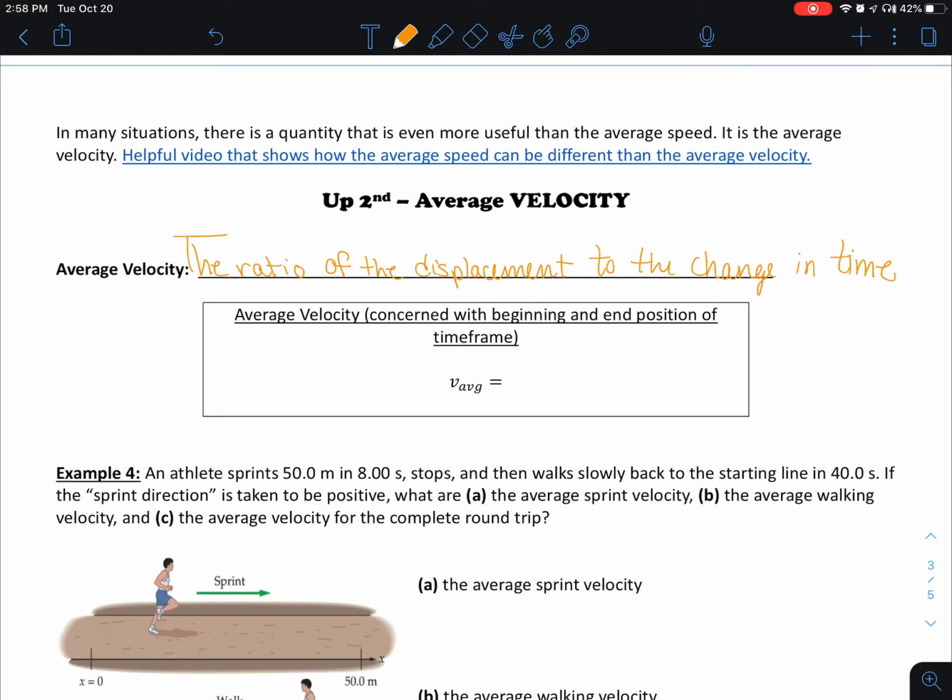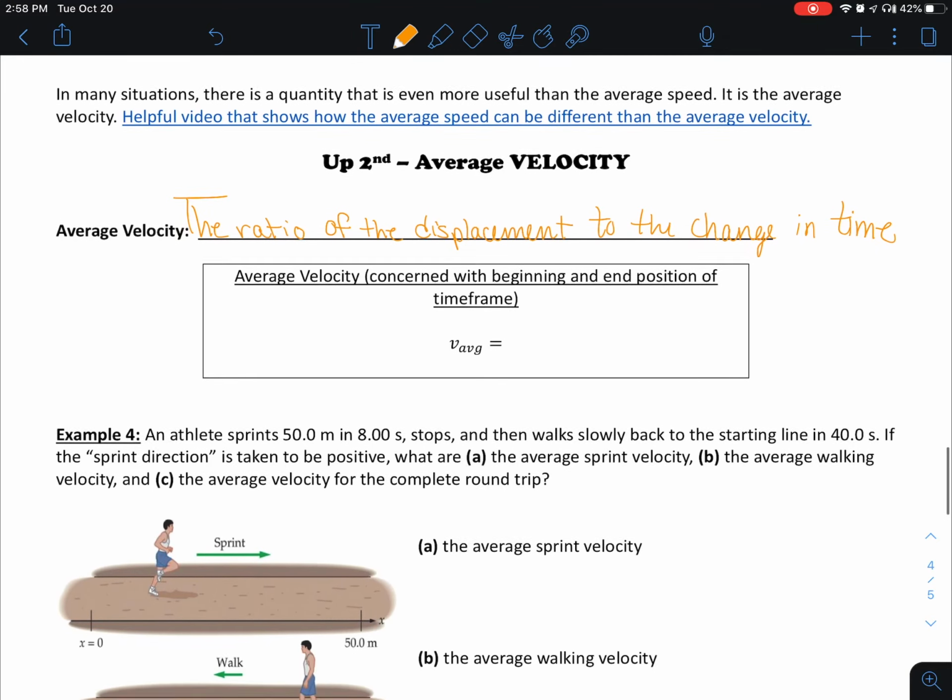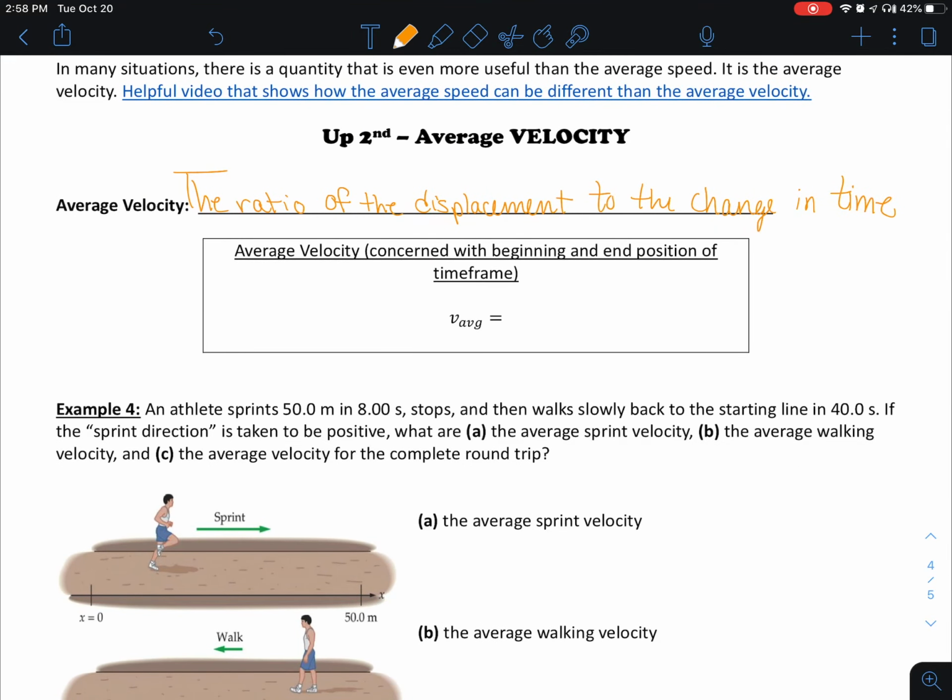All right, so we should be thinking of a fraction when we hear the word ratio. It's almost like a slope. Just giving you a hint that's important. Average velocity is concerned with the beginning and the end position of a time frame. Average velocity is the change in position, delta x, over how much time it takes, so delta t.